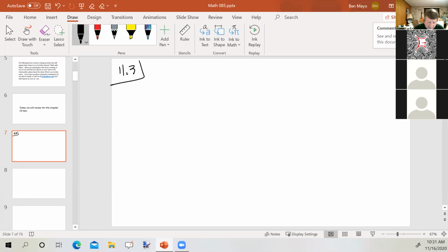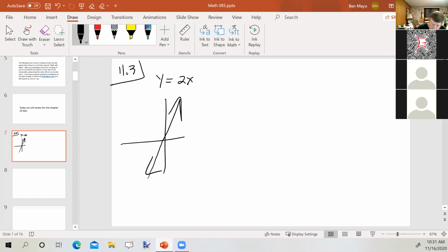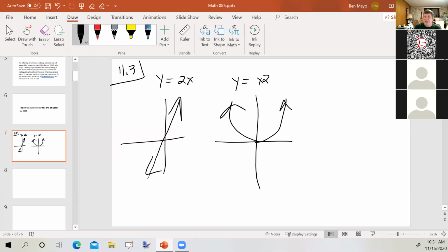We have looked at linear equations, for example, y equals 2x, the graph of which would be a straight line. We've looked at quadratic or second degree equations, such as y equals x squared, the graph of which is a parabola. Today we're going to be looking at what are called exponential equations or exponential functions, which will be in the form of y equals something like 2 to the x, where the exponent is where the variable is.